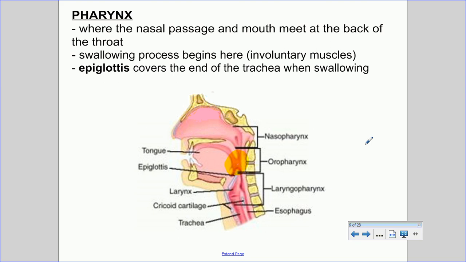The next structure down is the pharynx. This is where the nasal passage and mouth meet at the back of the throat. This is where the swallowing process will begin, through the use of involuntary muscles.